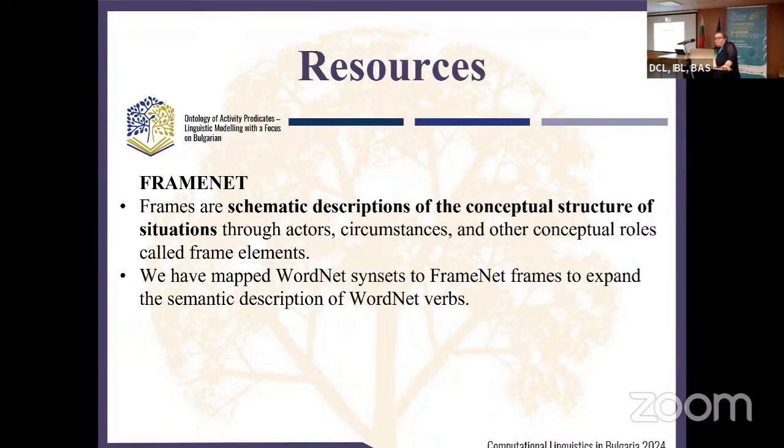What is used here is the mapping of semantic frames from FrameNet onto WordNet synsets. So these verbs that are extracted from WordNet have attached to them a frame from FrameNet, which describes the general situation that this verb would appear in, in the particular sense from WordNet it's been connected to.